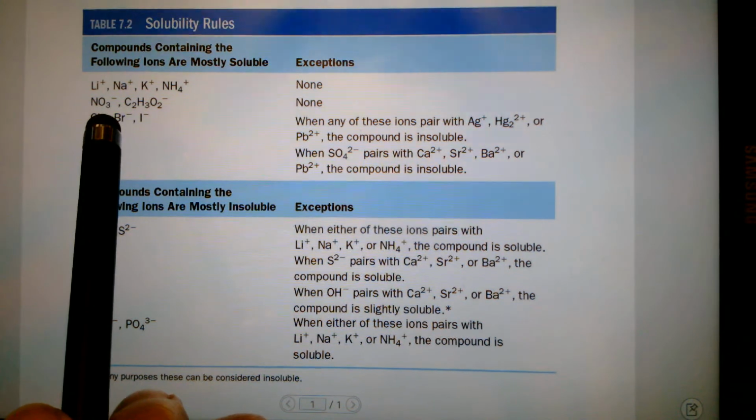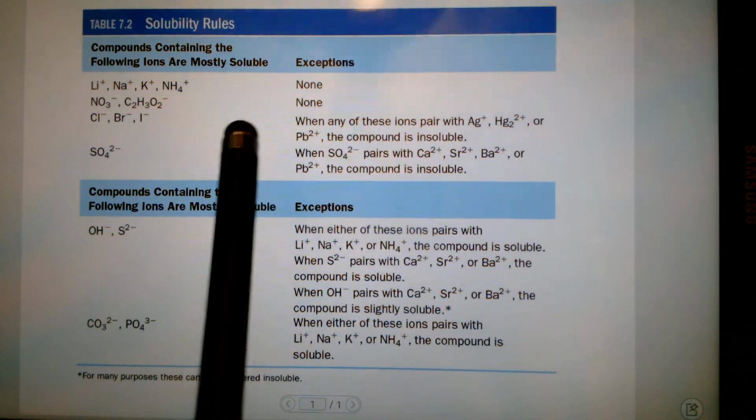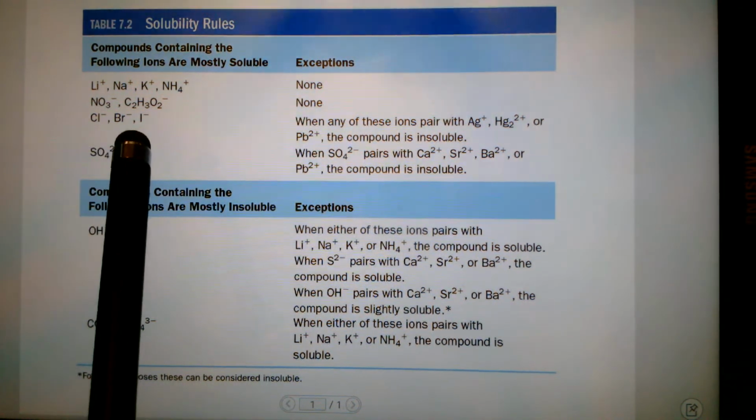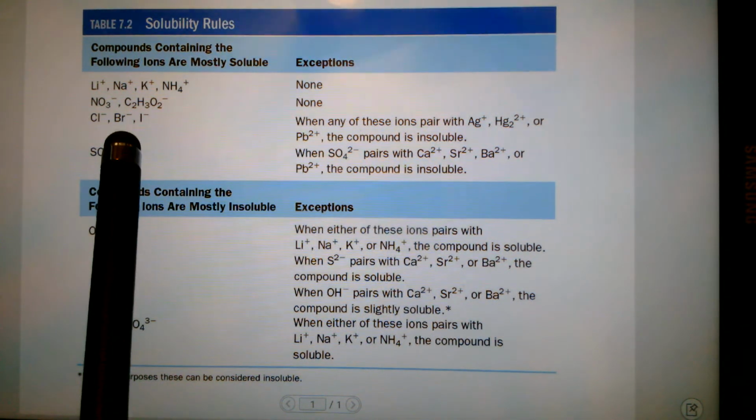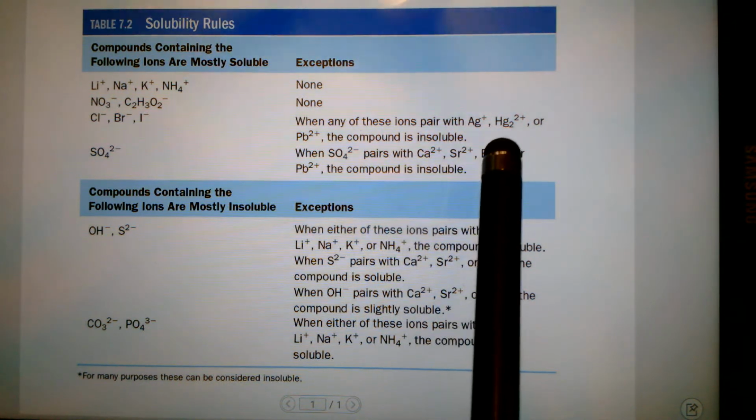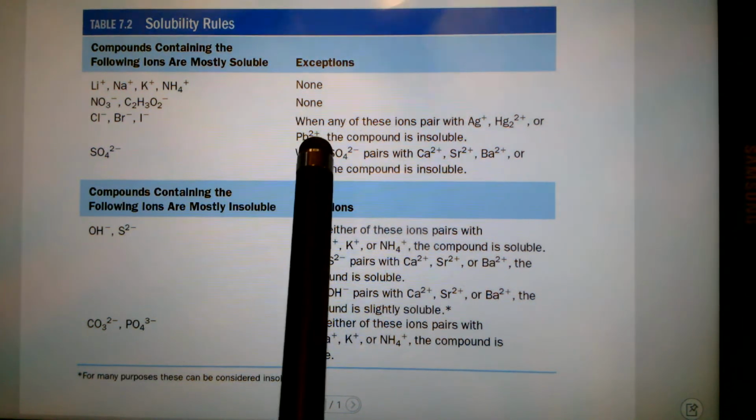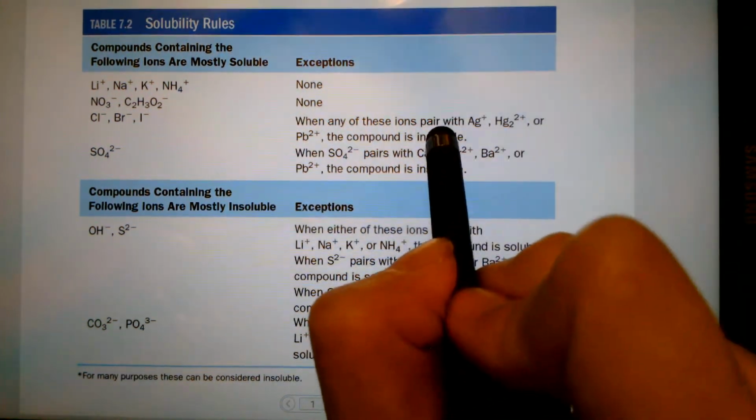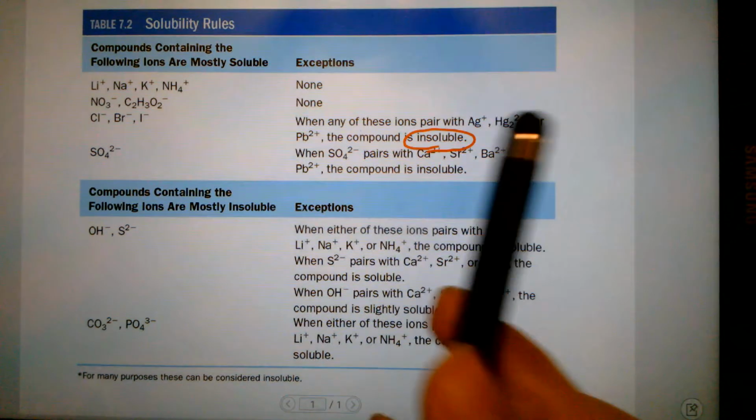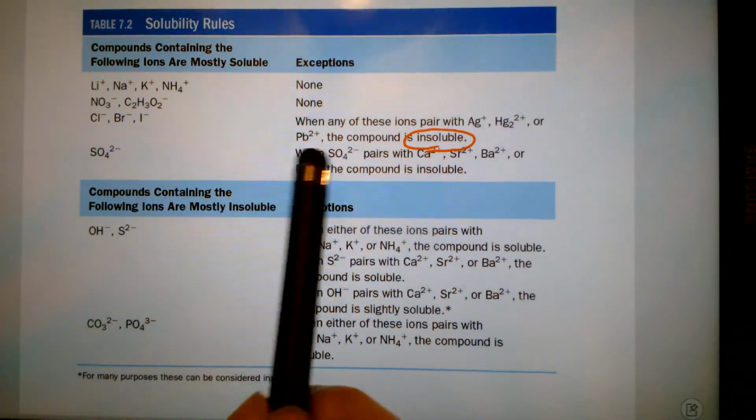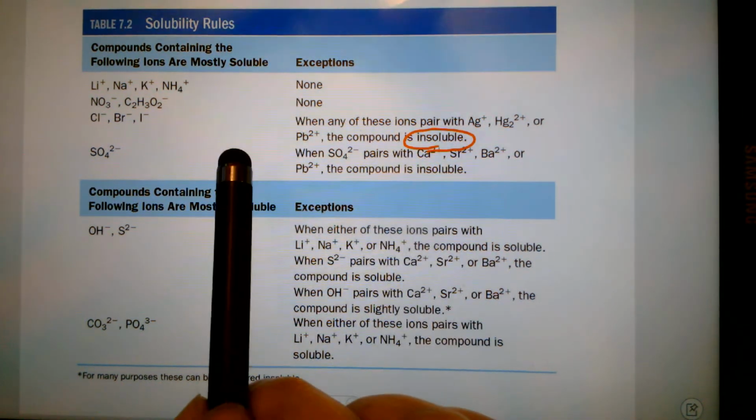So if we look at our anions, nitrate and acetate are always soluble. It doesn't matter what cation you pair it with, it's always going to dissolve in water. Chloride, bromide, and iodide are mostly soluble. So you can pair it with almost any cation and it will dissolve. The exceptions are silver, mercury, or lead. So when these combine with these, this will make those compounds insoluble. Okay, but if it pairs with anything else that's not on this list, like zinc or magnesium or calcium or whatever, it's going to be soluble.